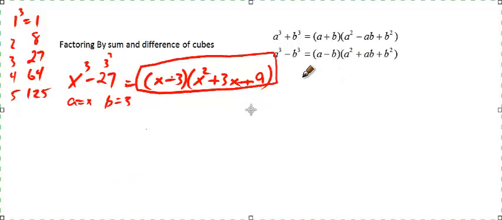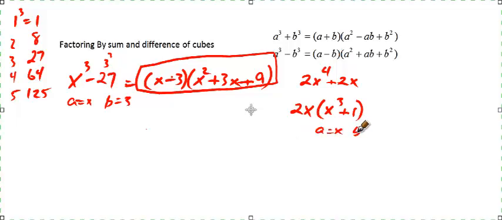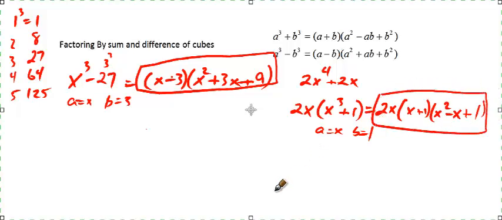Alright, let's try another one. This one doesn't look right. 2x to the fourth plus 2x. It's not to the third, but there's a GCF. Take out the 2x. Leave us x to the third plus 1. Don't forget your 1. Now A is x and B is 1. 1 cubed is 1. So our answer is, don't forget the 2x out front. It's addition, so x plus 1. And then that leaves us with A squared, so x squared, minus AB, plus B squared, plus 1 squared, which is 1. And that's our final answer.